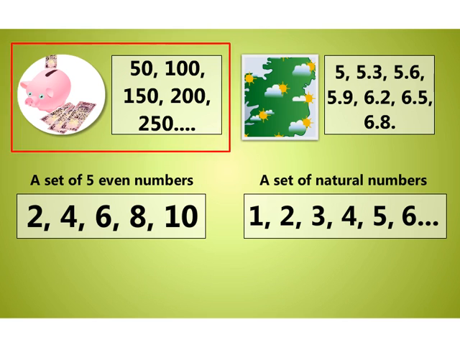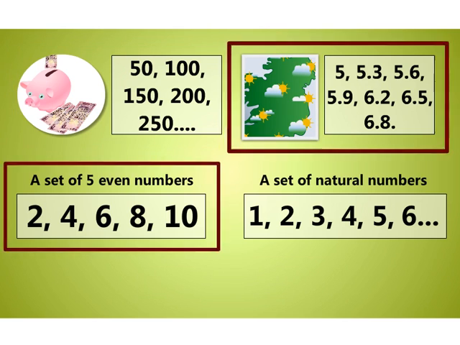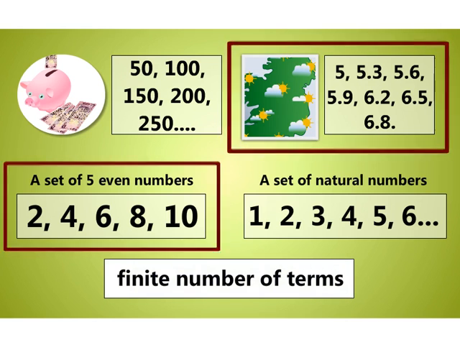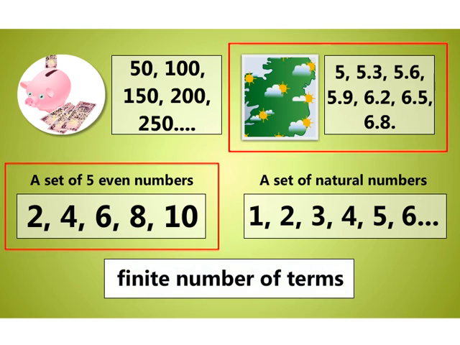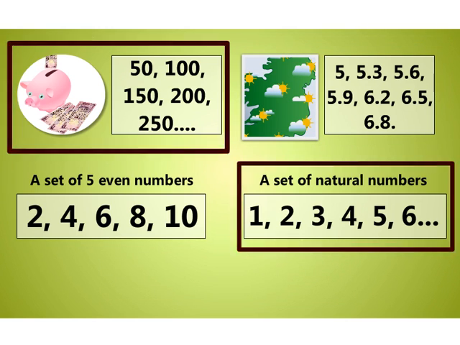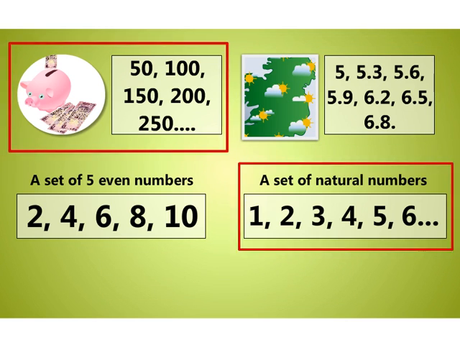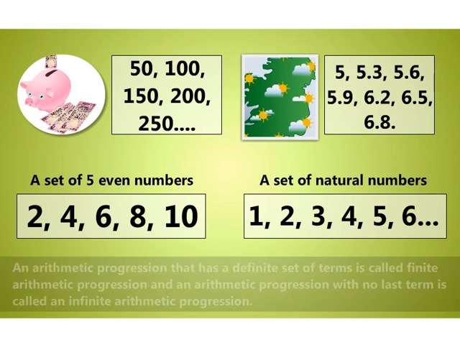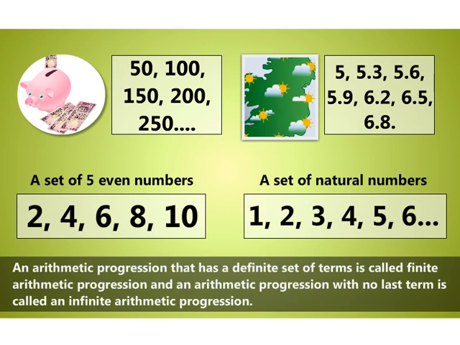Now, observe the sequences in examples 2 and 3, which have only a finite number of terms. Similarly, the arithmetic progressions in examples 1 and 4 do not have a last term, that is, they do not have a finite number of terms. An arithmetic progression that has a definite set of terms is called a finite arithmetic progression, and an arithmetic progression with no last term is called an infinite arithmetic progression.